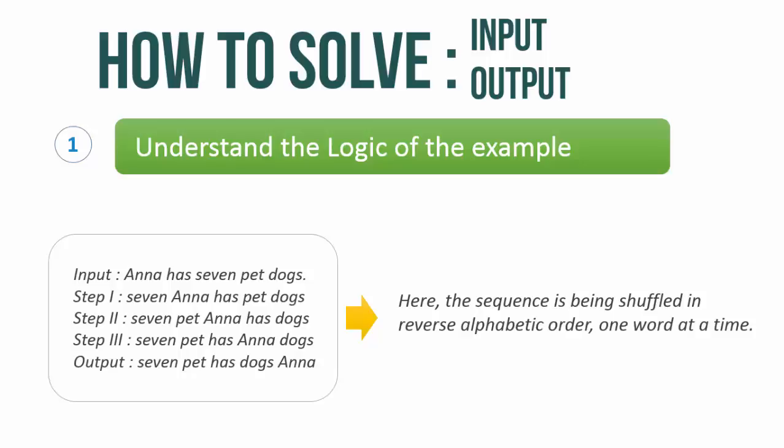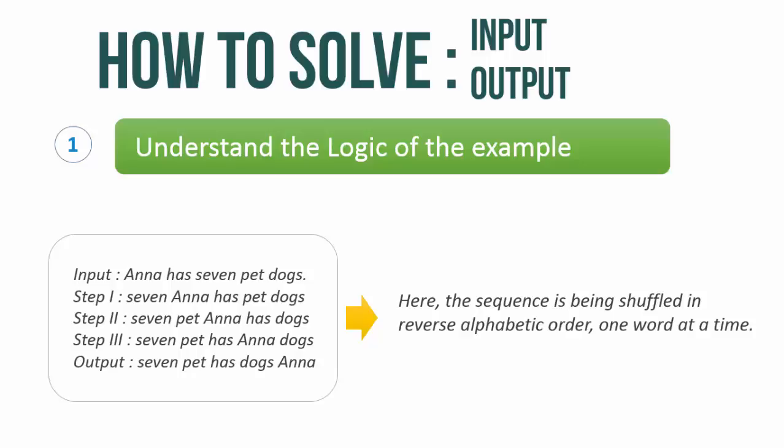Step 3 also follows the same logic. 7 and pet are kept aside. You have the 3 words Anna has dogs. The last word that comes alphabetically is has. So, has is put in front. So, step 3, if you look at it, is 7 pet has Anna dogs.